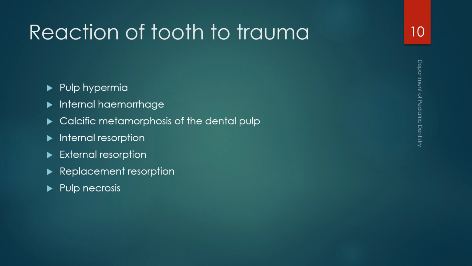Now this poses a problem, because if you want to do an endodontic treatment after 1 year, it will be difficult, because the radicular pulp has become so narrow that it will be very difficult to negotiate through it.